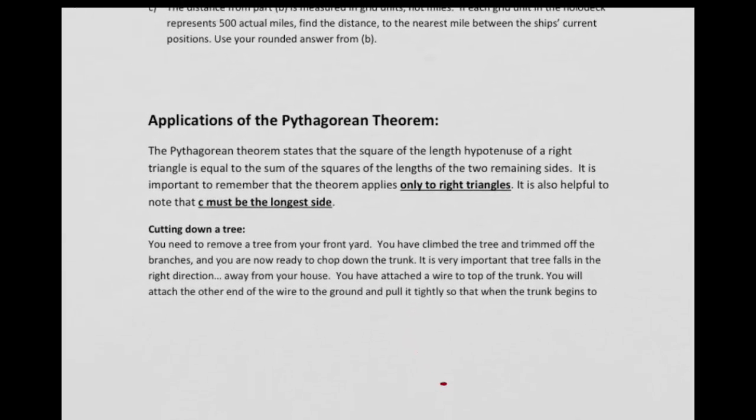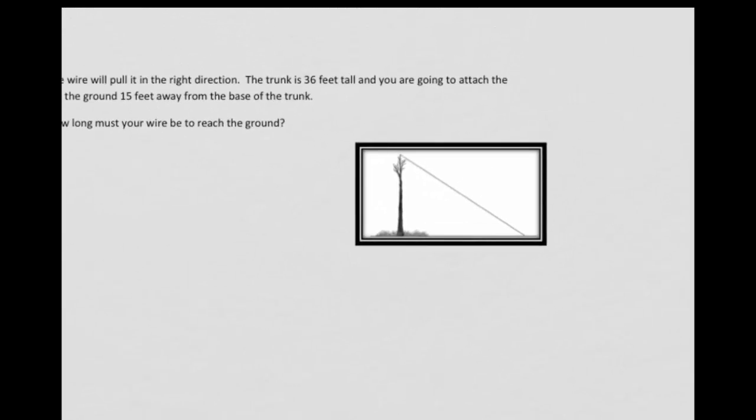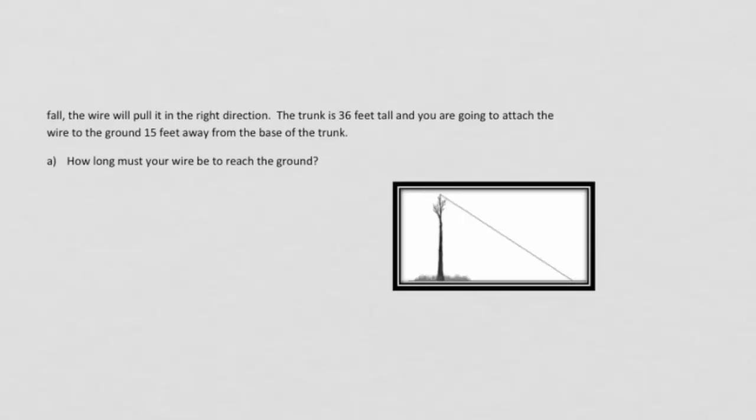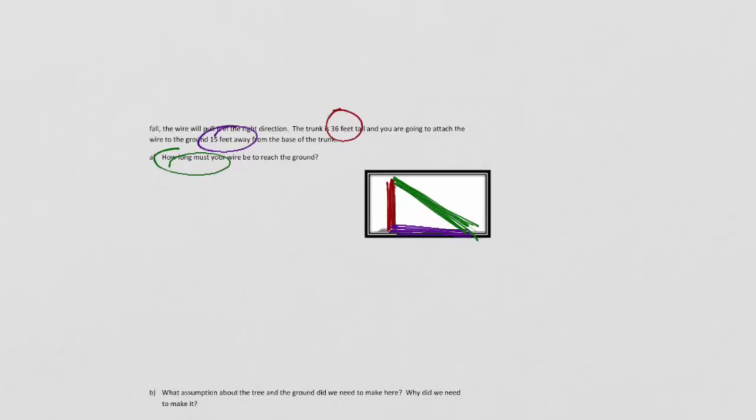The next thing that we're going to do is talk about how to cut down a tree. They give you some information. For this one, they tell you that the trunk is 36 feet tall. So here's your trunk, it's 36. And you're going to attach the wire 15 feet away from the base. The thing that we need to find is how long your wire must be. That would be this right here. Identify what you already know about the Pythagorean theorem.